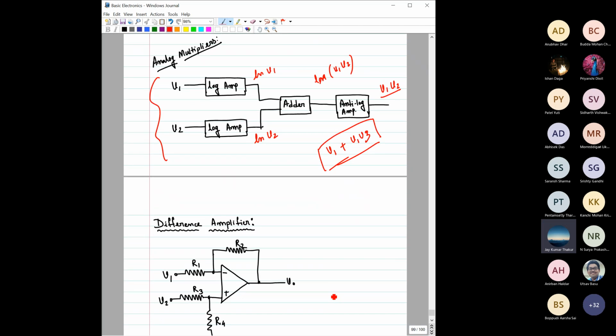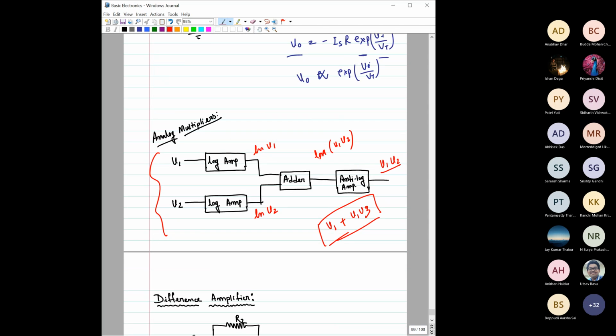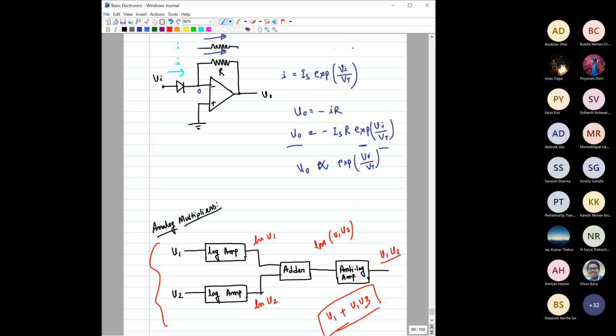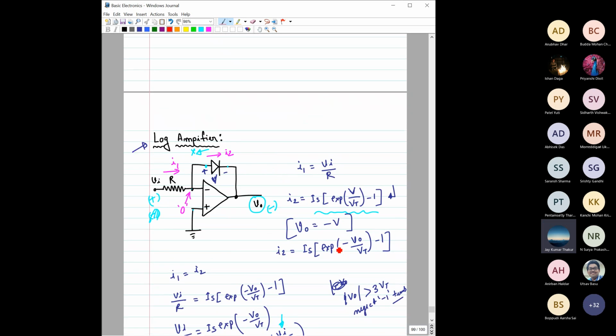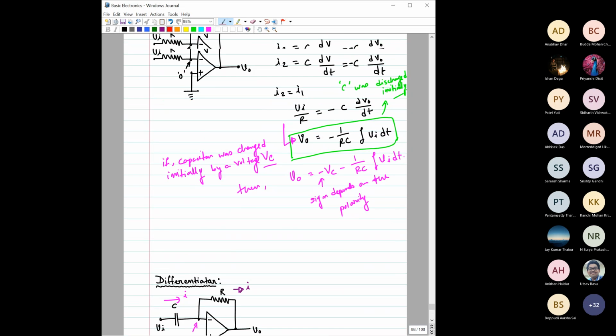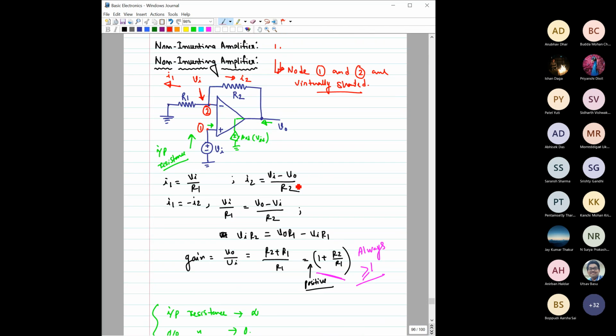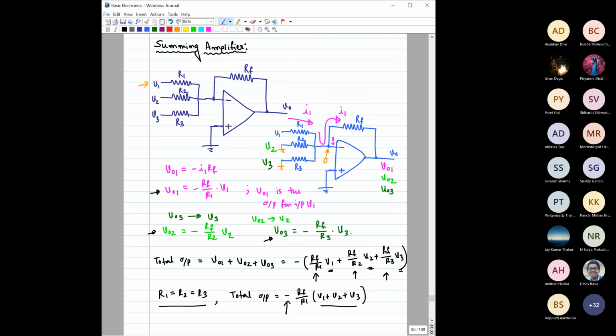Sir, how is this adder made? Adder, today only we have discussed it. Yeah, this is the adder. Okay, sir. The summing amplifier is the adder.